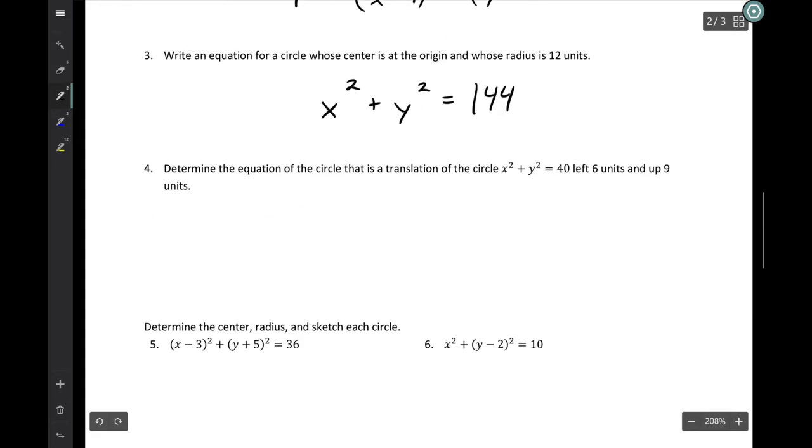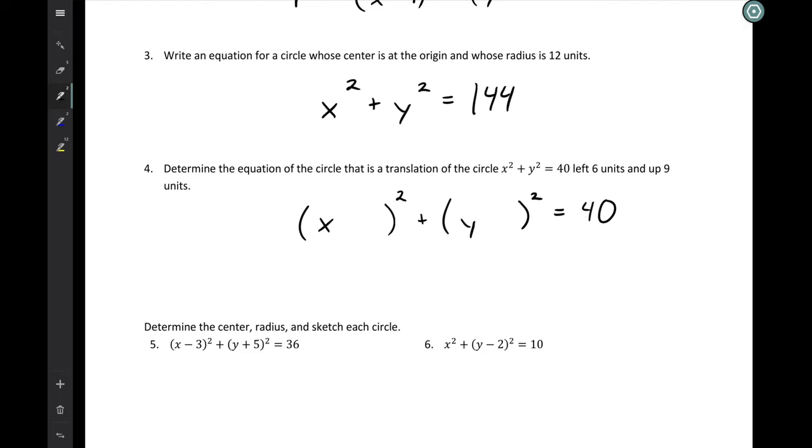No quantity squared there. Determine the equation of a circle that is the translation of the circle x squared plus y squared equals 40, left 6 units and up 9 units. Okay, for this problem, write down your untransformed equation, leave a little space, okay, because the radius isn't going to change. But left 6 units means I'm going to be adding 6 to x, and up 9 units means I'm going to be subtracting 9 from y. And there you go, there's your equation.